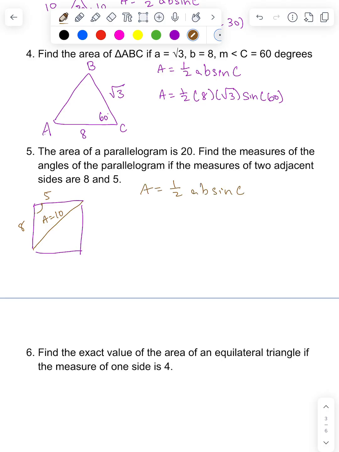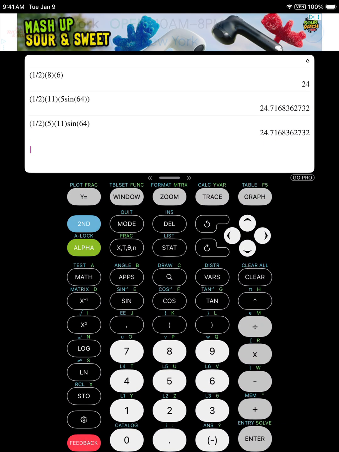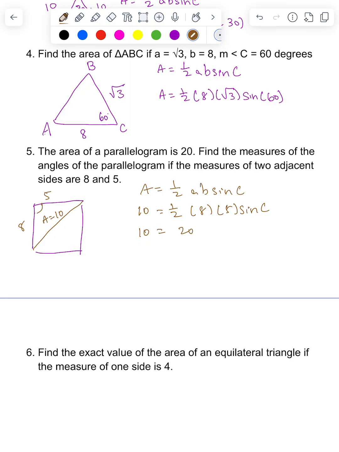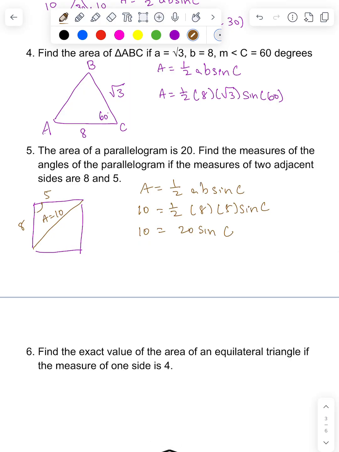For our new formula, the area of one triangle is 10. The sides are 8, 5, and we're finding angle C. So 8 times 5 times 1/2. Let's do that on our calculator. And that's 20. Divide both sides by 20. And then to find angle C, you can take inverse sine of 1/2, and that gives you angle C. And once again, you can type that into your calculator yourself.